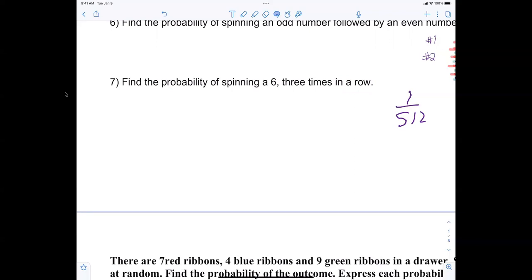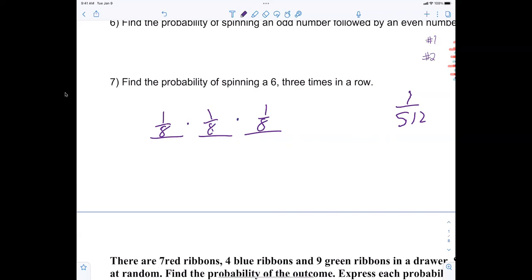How many events are there? 3 events. So what do I need you to write down? 3 little tick marks. 1, 2, 3. What's the probability of getting a 6? 1/8. So event number 2, what's the probability of getting a 6? 1/8. And again, 1/8. What am I going to do with my options here?